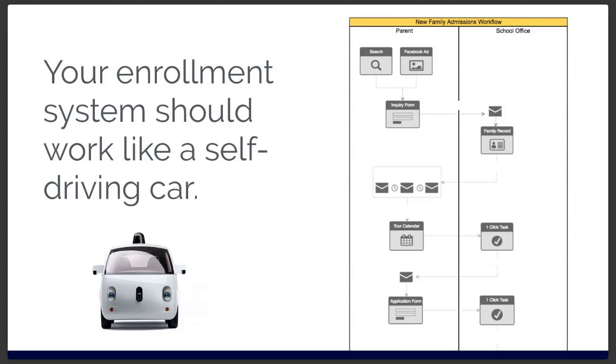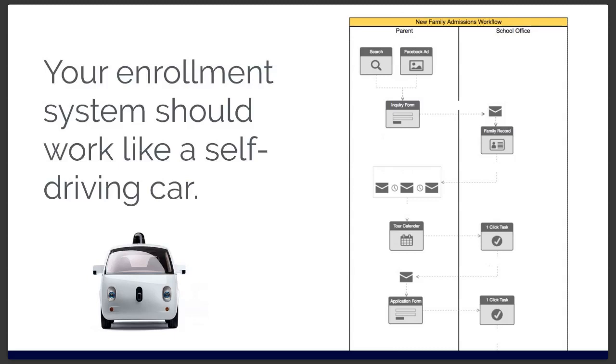sure, you want to try to have a system that basically works like a self-driving car. This is what we call workflow automation. And there's a reason for this, and the reason is because, as I said at the very beginning, the admissions process is incredibly time consuming. So if you can make it, number one, digital, and if you can automate the many steps that go in between every stage of the admissions process.